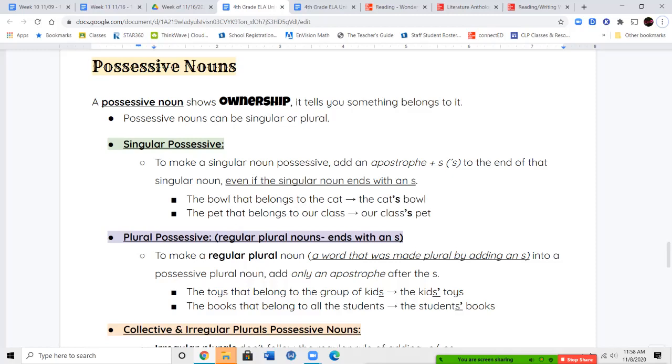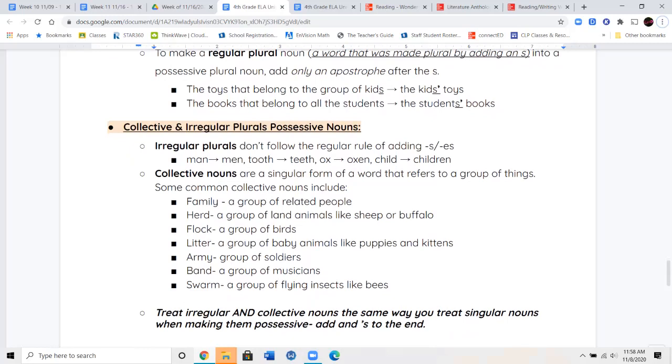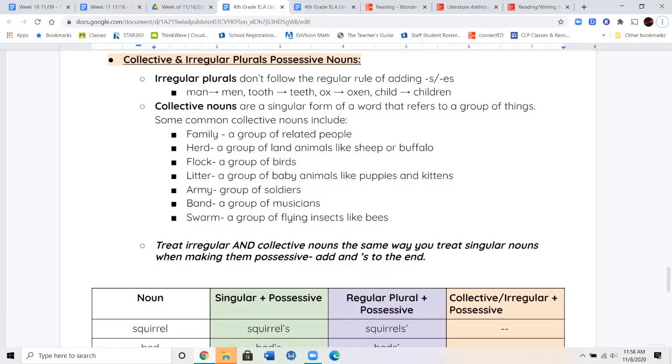Now, if I'm talking about the books that belong to the students. So students is plural, right? It ends with an S already. So I would say the students' books, S-T-U-D-E-N-T-S apostrophe at the end, and then the word books. Now we also have what we talked about before, collective nouns and irregular plurals. Now remember, irregular plurals don't follow that S/ES rule, like child becomes children or man becomes men or tooth becomes teeth and so on. Those are irregular plurals.